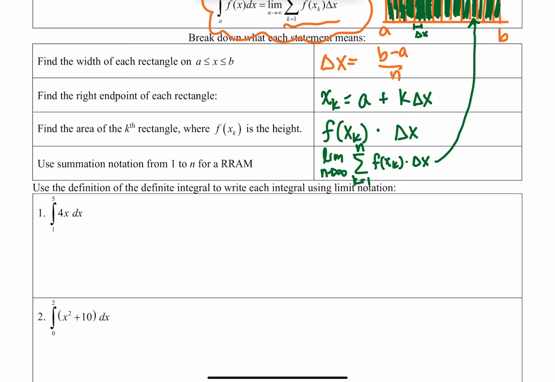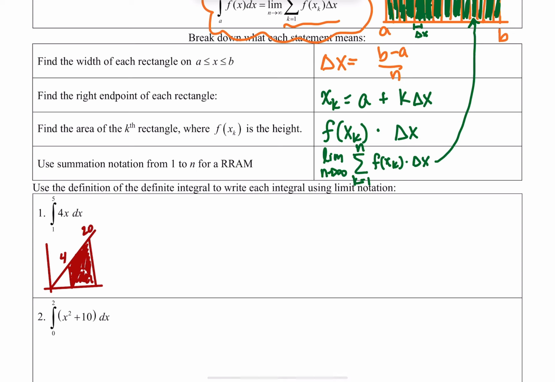So the first thing that we're going to do is find the width of each rectangle from A to B. In this case, if I were to visually draw this out, I'm going to have this right here, 4x. We're going to pretend that's 4x. Now, obviously, you could find the area of this using geometry and trapezoids. So let's say that this is 1, so that's 4.